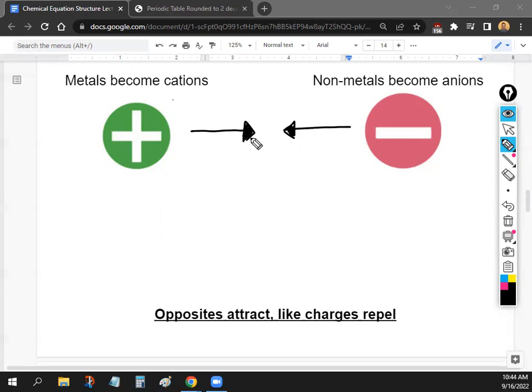Okay, so positives and negatives, they attract. Now the other thing that you need to know is that like charges repel. So if a positive and negative, they like to combine together. If I have a positive and positive next to each other, what do you think they're going to do? Yeah, separate, repel. They're going to run away from each other, right? They're not attracted to one another.